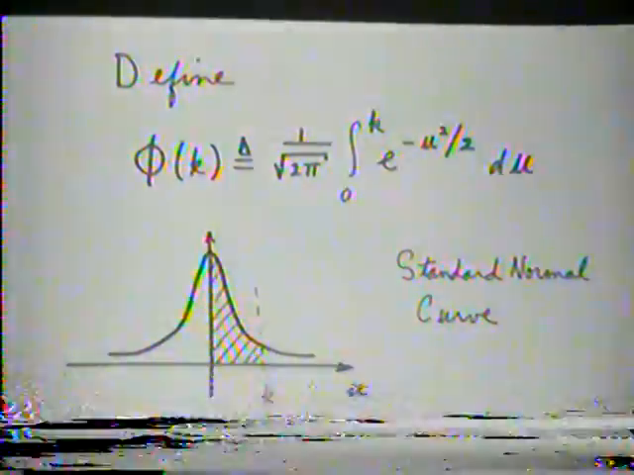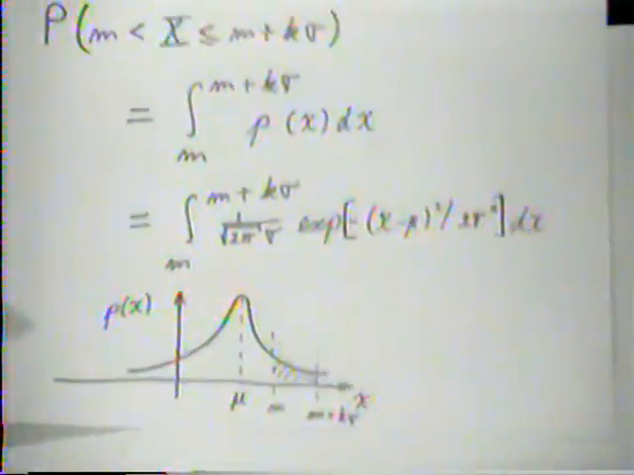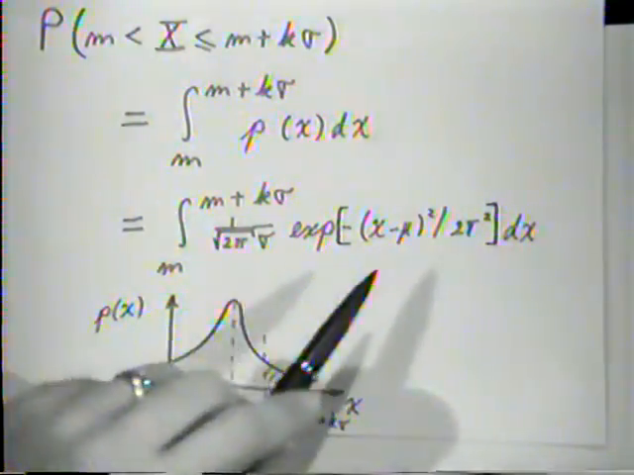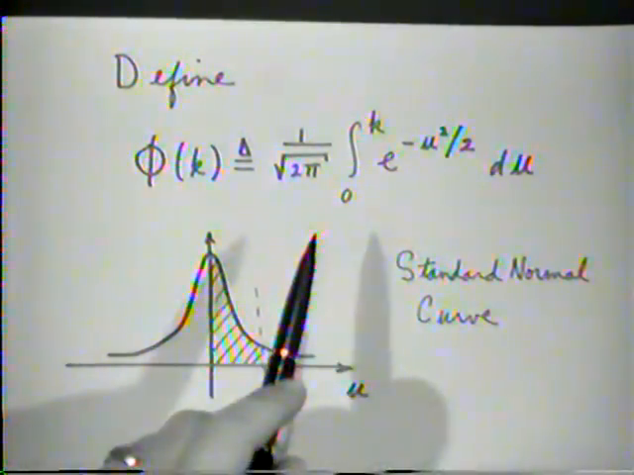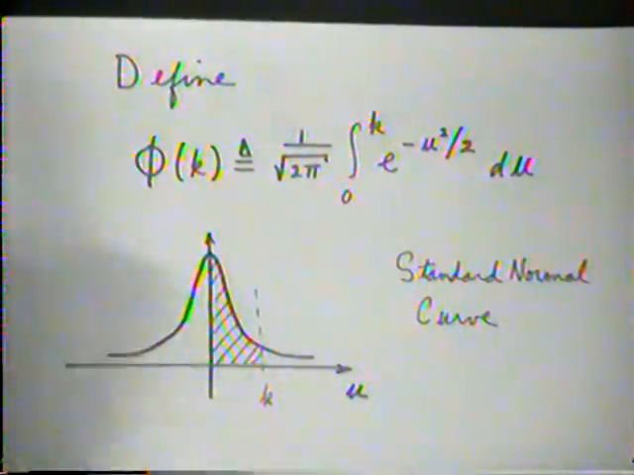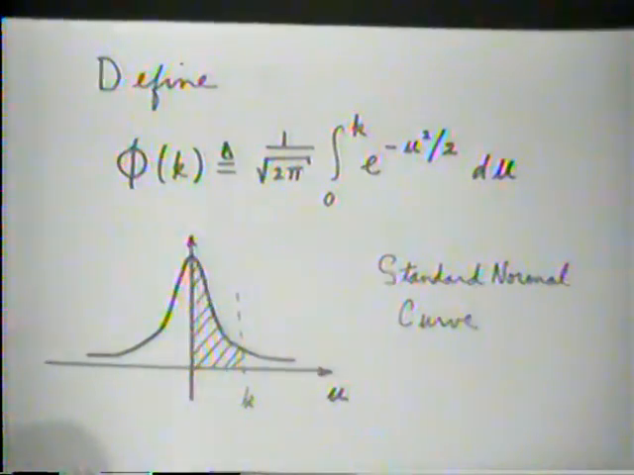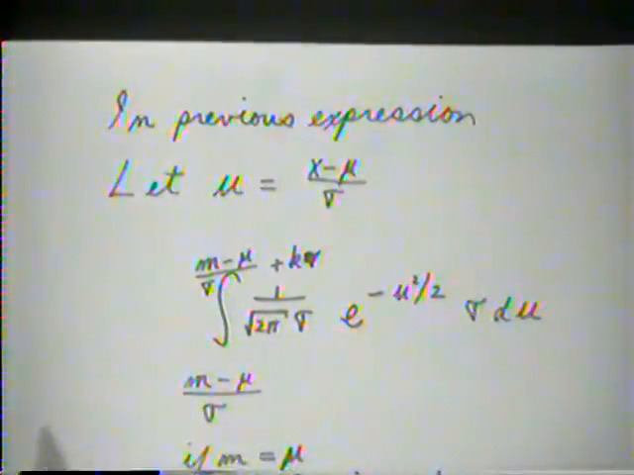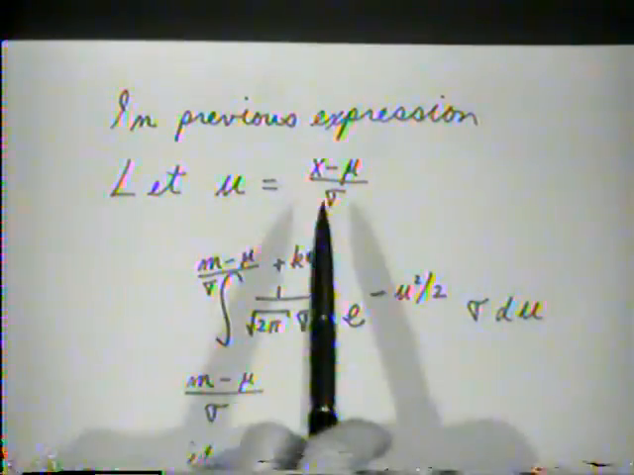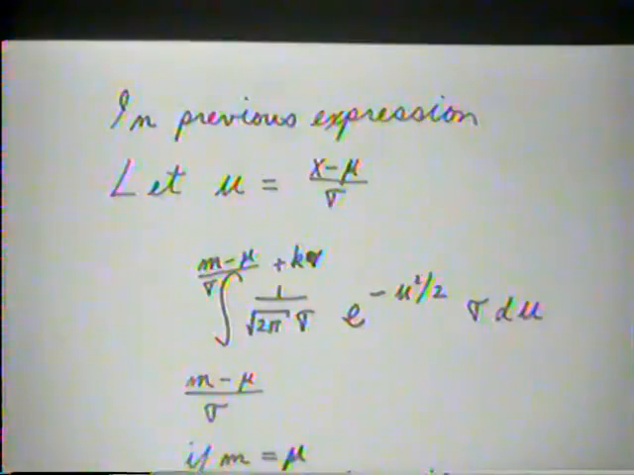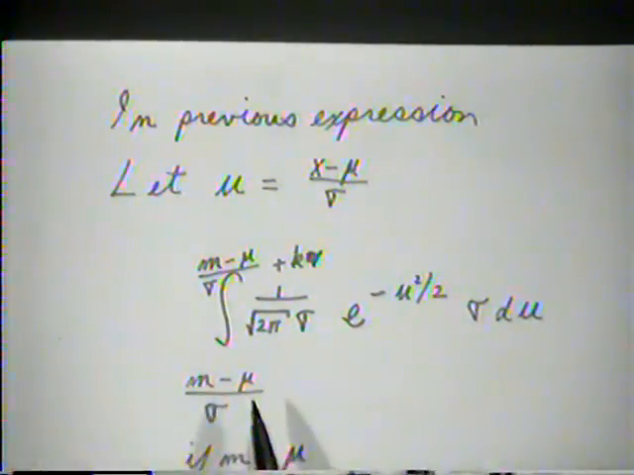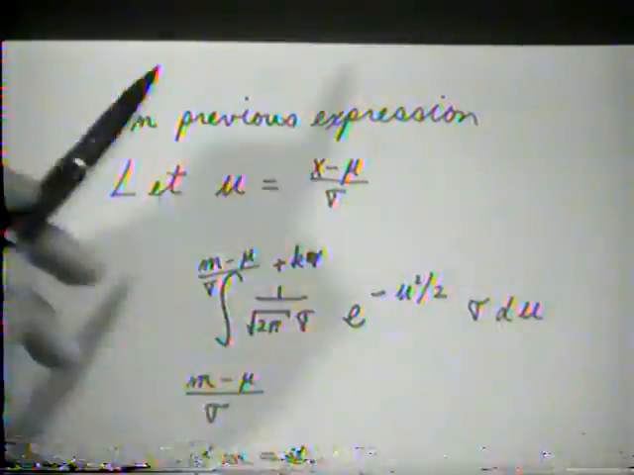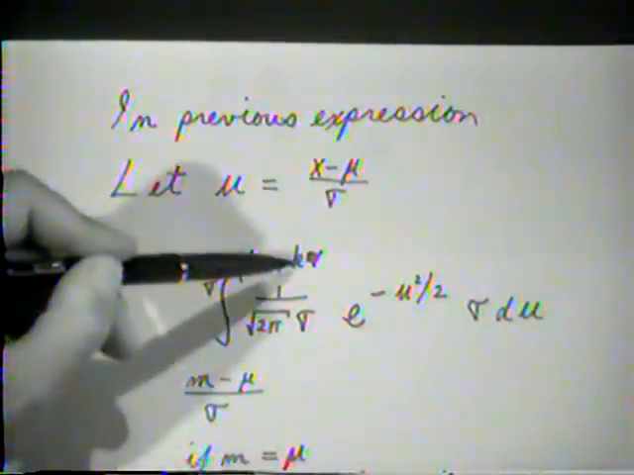So our task in trying to evaluate an integral of the type that we had before is to make a substitution of variables to convert it to a standard normal curve in which we have the appropriate bounds and the appropriate limits on the integral. Let's try and do this. In the previous expression, make the following change of variables. Let u equal x minus mu over sigma. And having done that, you can verify that the limit of the integral goes from m minus mu over sigma to m minus mu over sigma plus k.